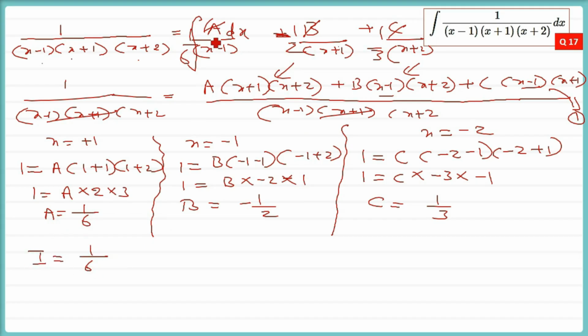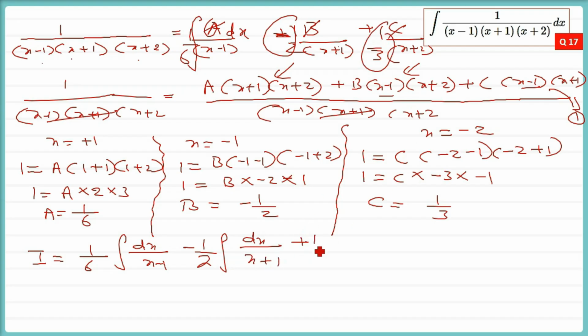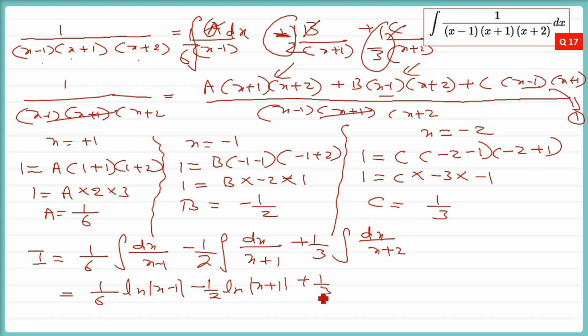1 by 6 outside, integration of dx divided by x minus 1, minus half integration of dx divided by x plus 1, plus 1 by 3 integration of dx divided by x plus 2. So 1 by 6 ln modulus of x minus 1 minus half ln modulus of x plus 1 plus 1 by 3 ln modulus of x plus 2.